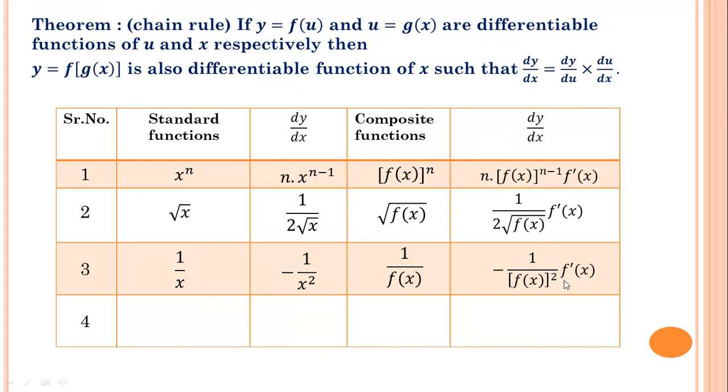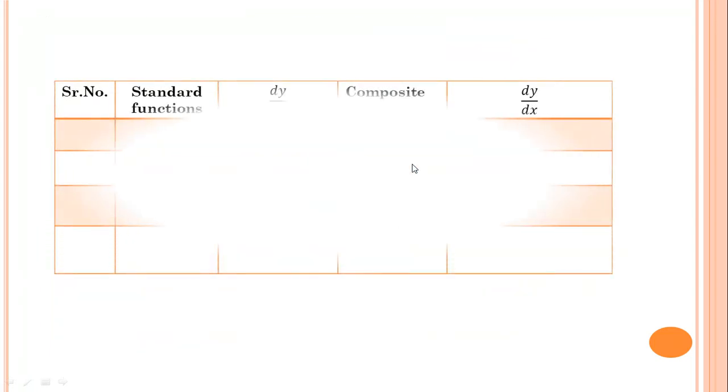Then the fourth one, if it is 1 upon x raised to n, then the derivative we know is minus n upon x raised to n plus 1. Now in this case, if it is 1 upon f of x raised to n, then the derivative will be minus n upon f of x raised to n plus 1 into f dash x. So compare this derivative and this derivative. Okay, so see this column and this column and compare and try to understand the chain rule.